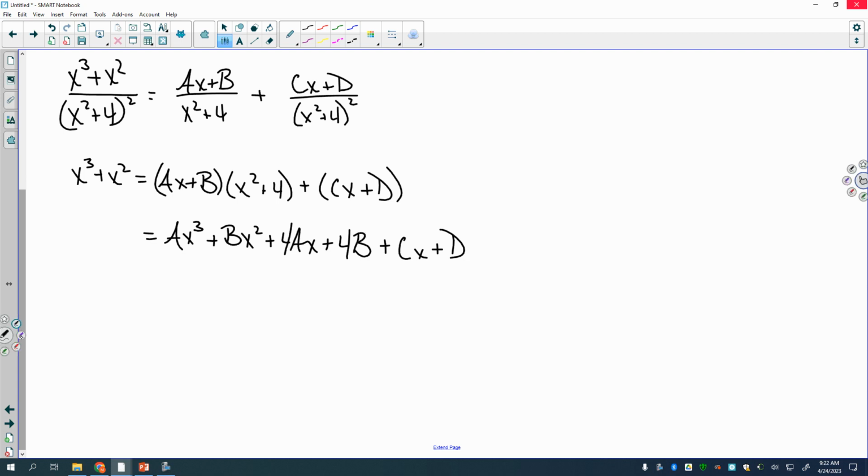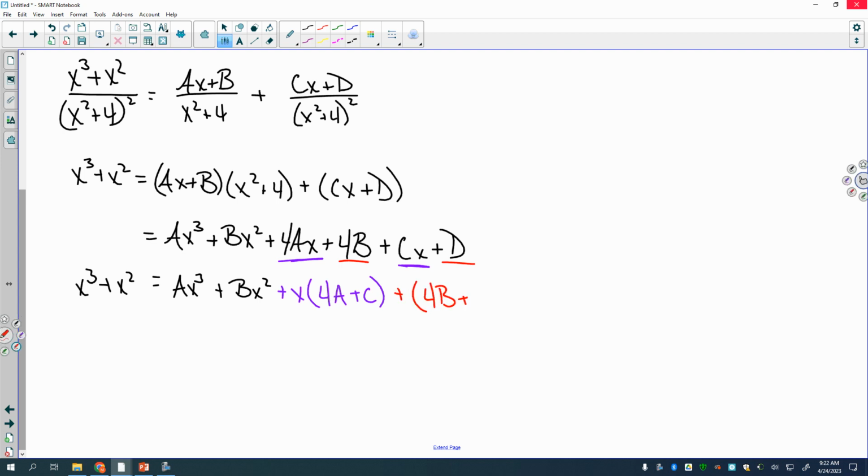And just like the last one, I'm going to group some things together. I have an ax cubed, that's good, and I have just a bx squared. That's all I have there. I've got this x term and this x term, and I'm going to go ahead and factor out that x at the same time. So I'm left with 4a plus c, and then I've got these two constants here, so I'm going to have plus 4b plus d.